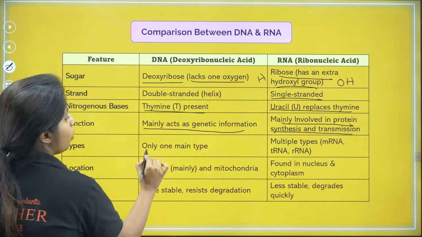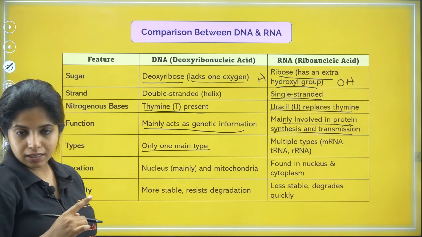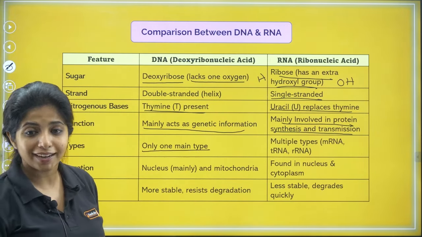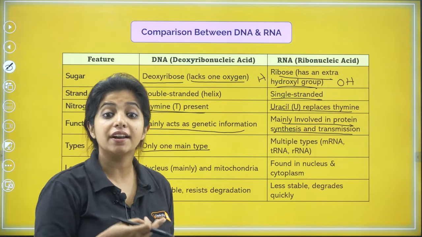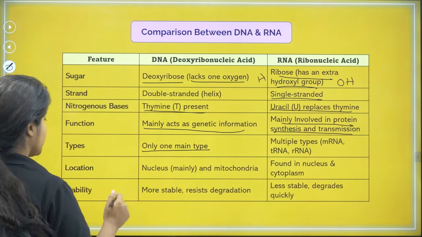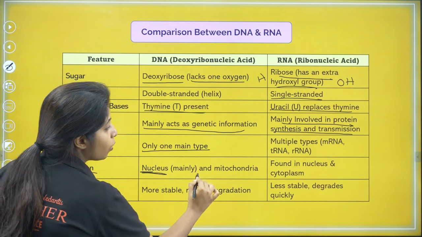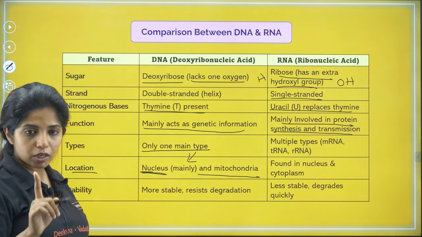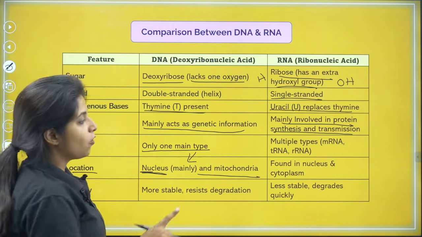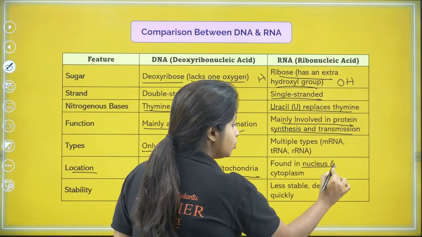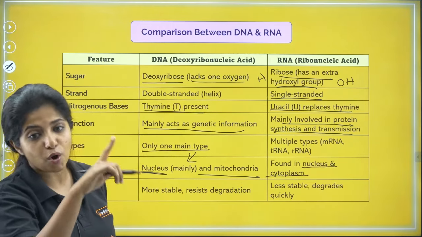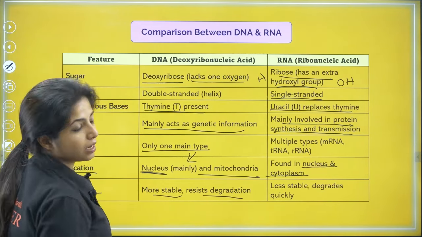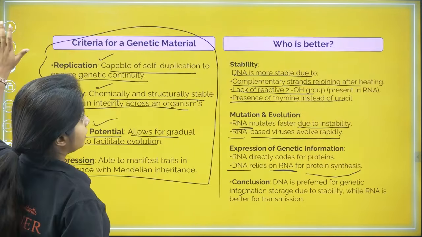Transmission. Only one main type of DNA is there, but multiple types of RNA are there: mRNA, messenger RNA, tRNA, transfer RNA, and rRNA, ribosomal RNA. We will study about that. Location: DNA is found in the nucleus and also mitochondria, but mainly in the nucleus. Please understand that. RNA is found in the nucleus and also in the cytoplasm of the cell. Stability: DNA is more stable and resists degradation. RNA is less stable and degrades quickly.